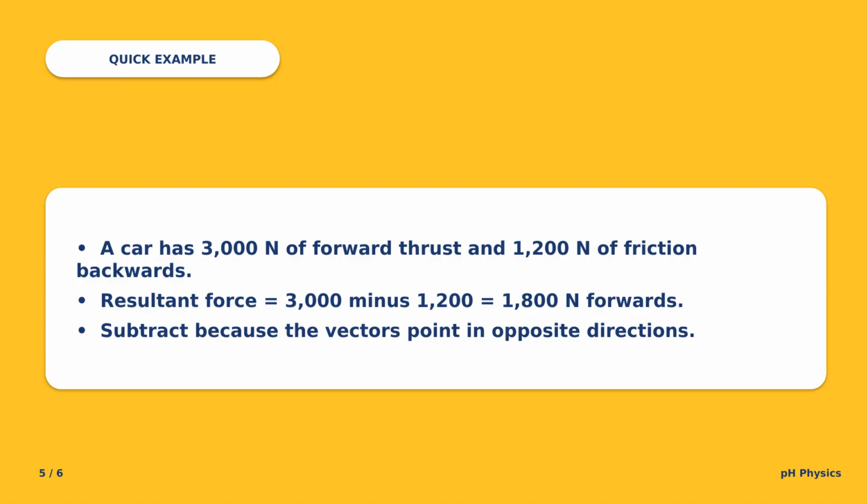Quick example. A car has 3,000 newtons of forward thrust and 1,200 newtons of friction backwards. The resultant force is 3,000 minus 1,200 equals 1,800 newtons forwards. Subtract because the vectors point in opposite directions.